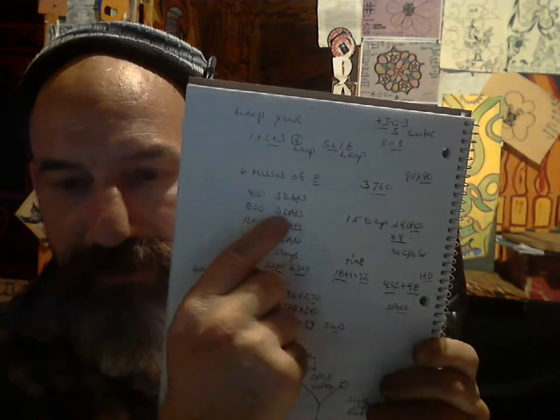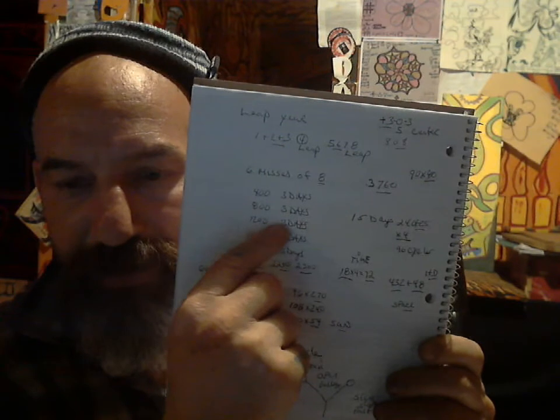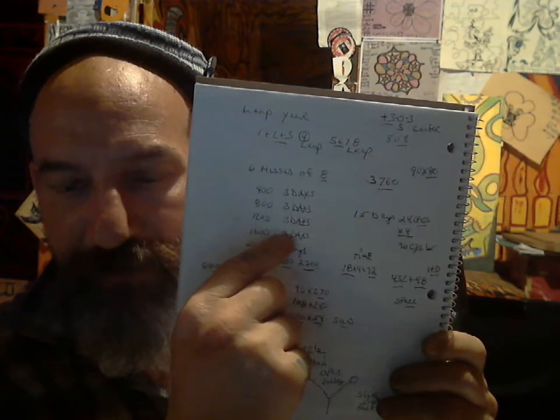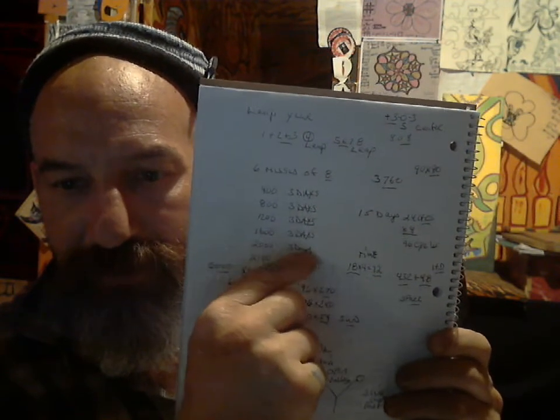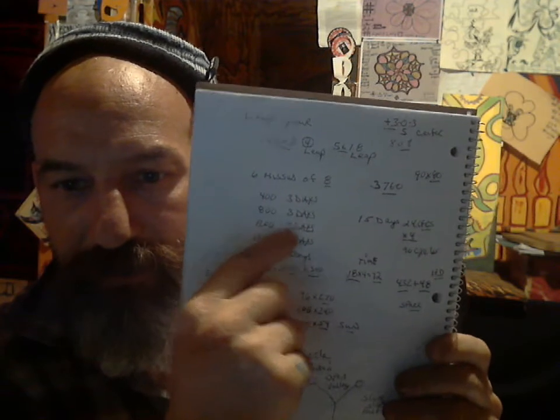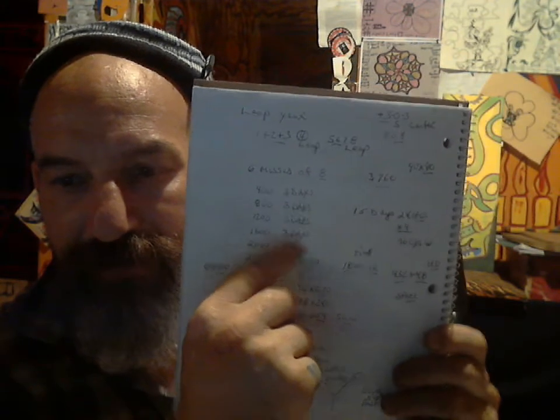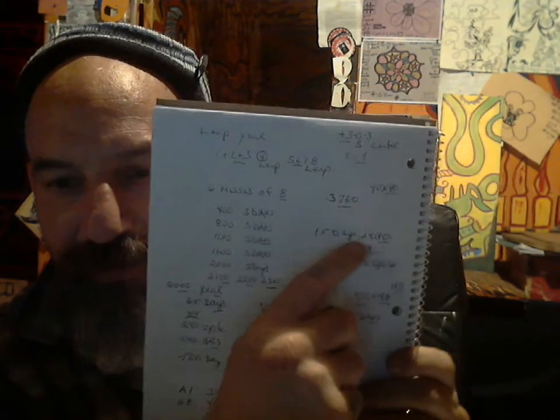There are 12 days missing here. 12, 24, 36, 48, 60. 60 days that are missing.